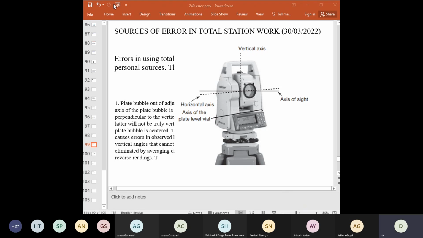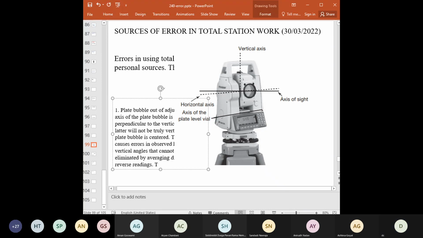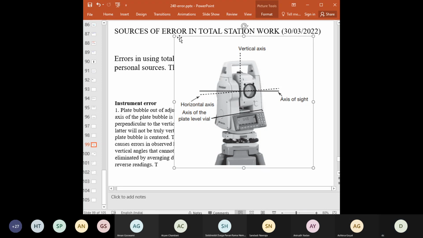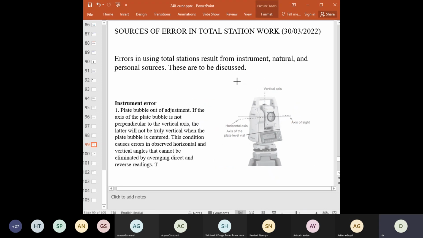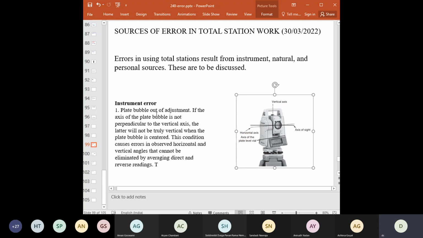Okay. So the first type of the instrument error actually comes under instrument error. Under instrument error, we have several other small errors. The first is the plate bubble out of adjustment. This occurs if the axis of the plate bubble is not perpendicular to the vertical axis.